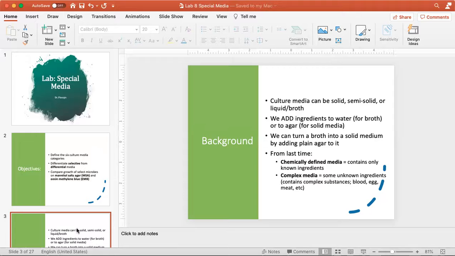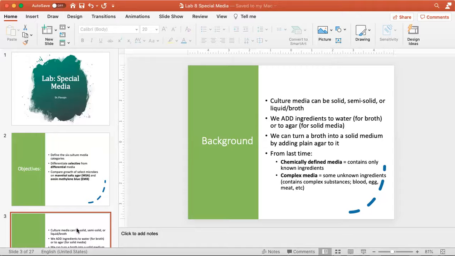Sometimes when you're creating culture media in the lab and you're looking up recipes for how to grow certain types of bacteria, you'll find a broth recipe, but you need a solid media. You want to be able to grow colonies. Maybe you want to examine colony morphology, or maybe you're interested in counting colony forming units. So you have this broth recipe, but you need solid media. Well, all you have to do is add agar to the broth, and you will create a solid media.